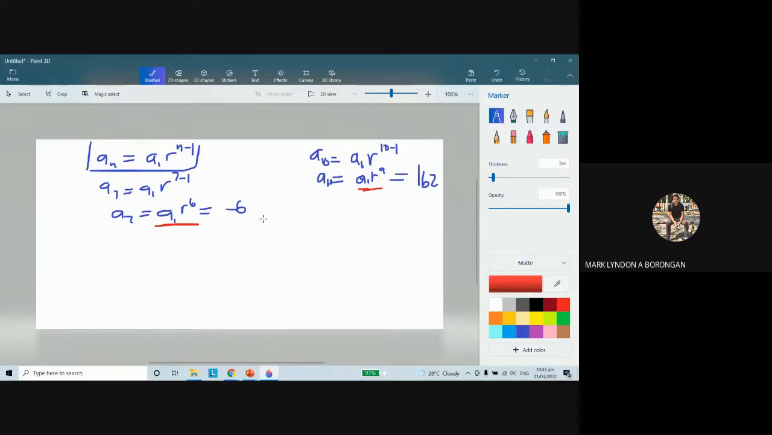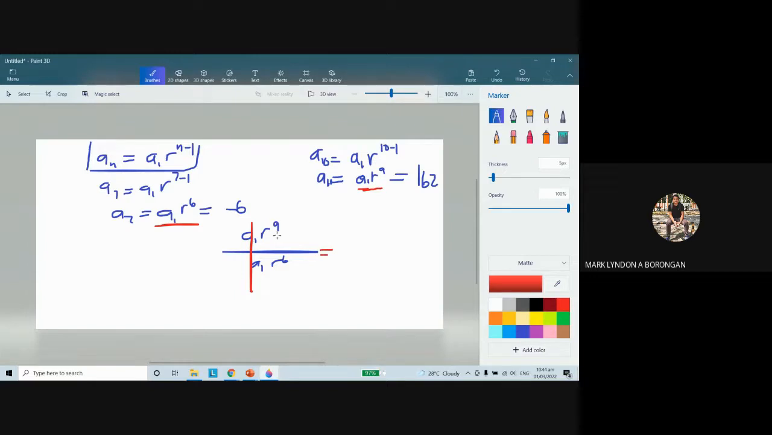So now, we will eliminate it by dividing them. So we will divide, ha. So a sub 1 r to the power of 9 divided by a sub 1 r to the power of 6. So our a sub 1 will cancel out, right?